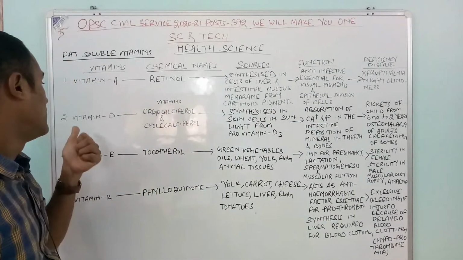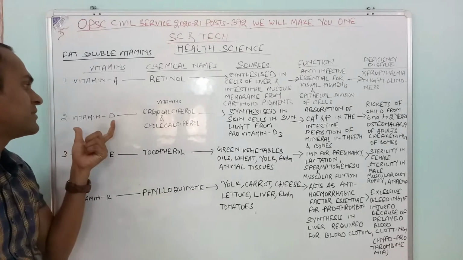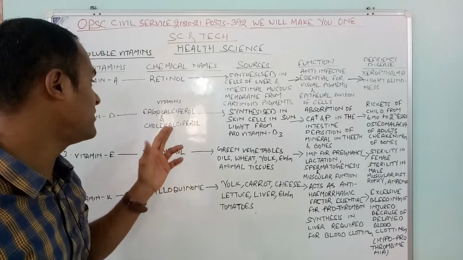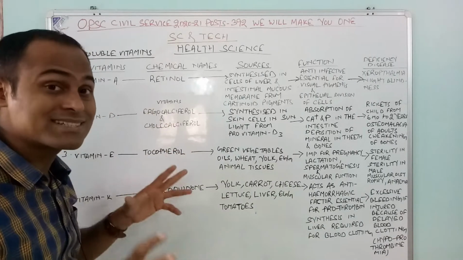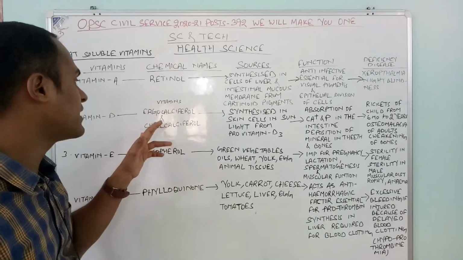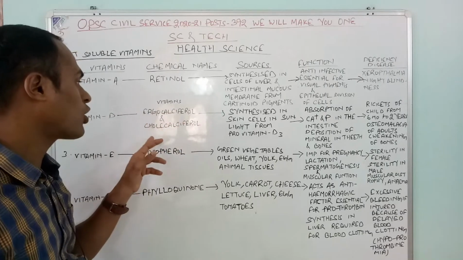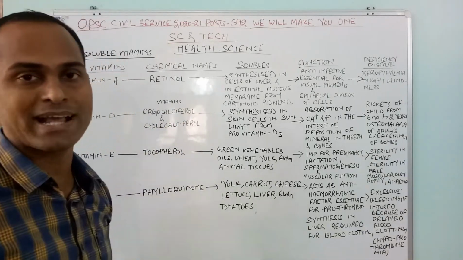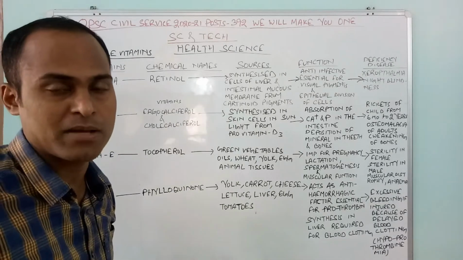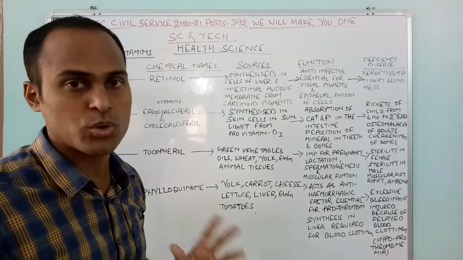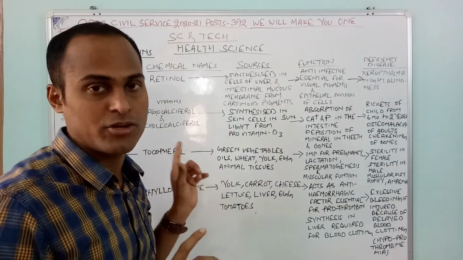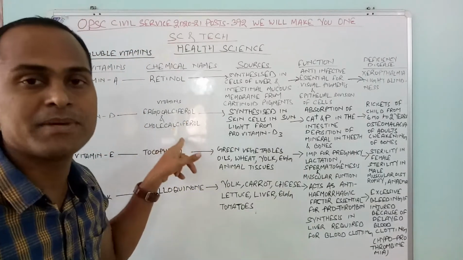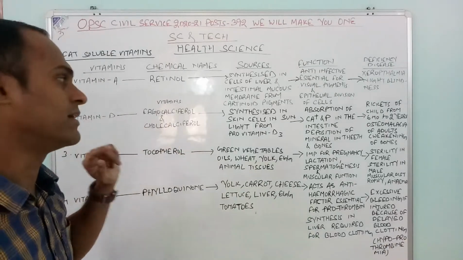Then the second fat soluble vitamin is vitamin D. What is its chemical name? Its chemical name is ergocalciferol or cholecalciferol, or simply calciferol. You can keep this in your mind: whenever you see calciferol, it is referring to vitamin D.